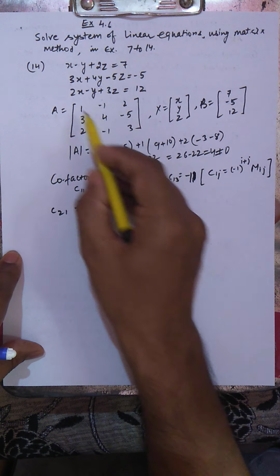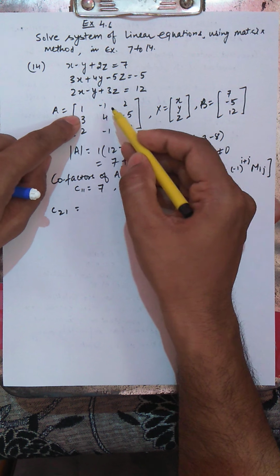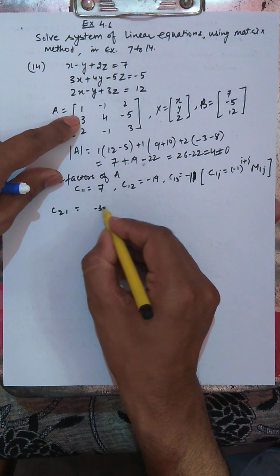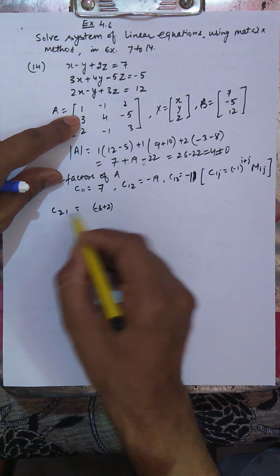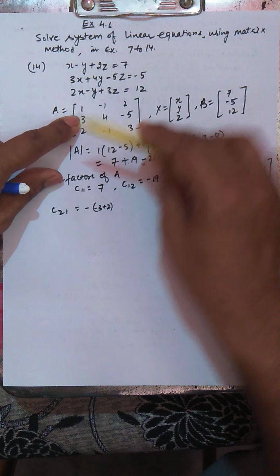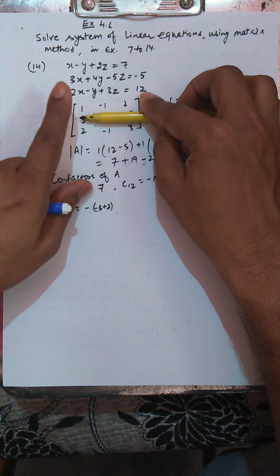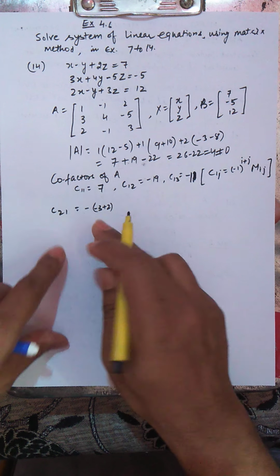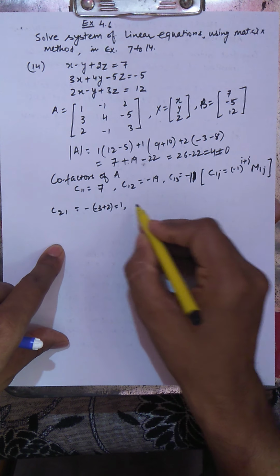C21 is this, you hide this, so it becomes minus 3 and plus 2, minus 3 plus 2, and this is negative 1. So you can check the calculation again this way: this minus 3 and this plus 2. So this is minus 1, and ultimately it becomes plus 1.